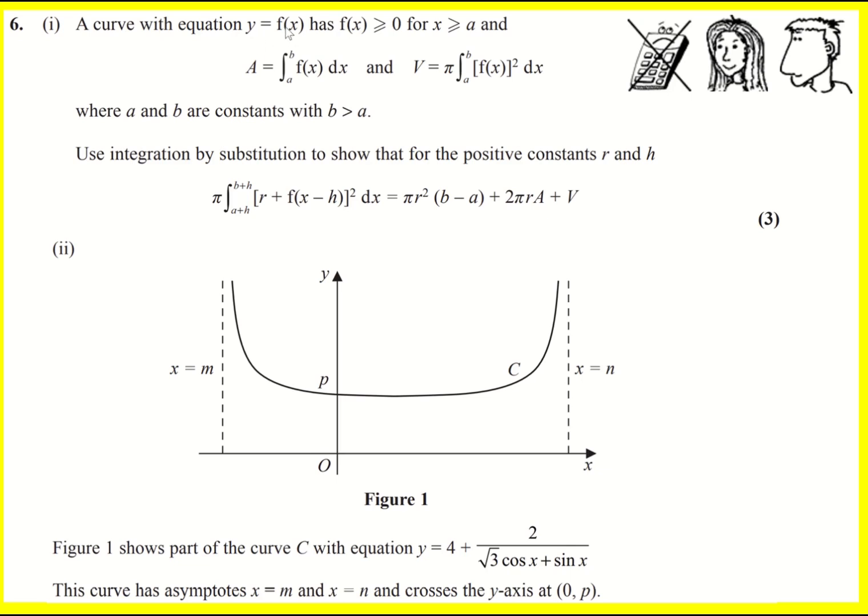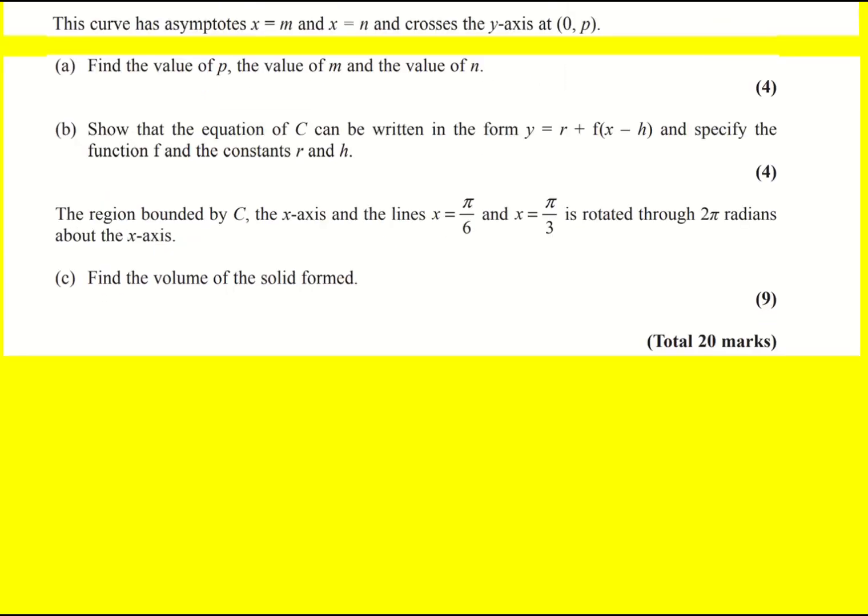The curve with equation y equals f of x is always positive or zero, so never negative, for x greater than or equal to a, and the integral for the area is given by this. This is actually a volume of revolution here. a and b are constants where b is greater than a. We're asked to integrate by substitution and show that we can get from the left-hand side to the right-hand side. Let's do this.